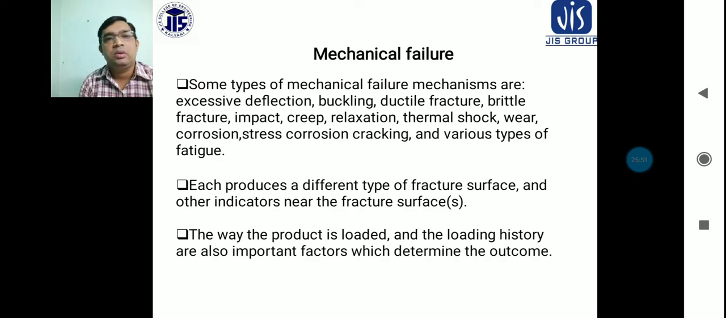The way the product is loaded and the loading history are also important factors which determine the outcomes.